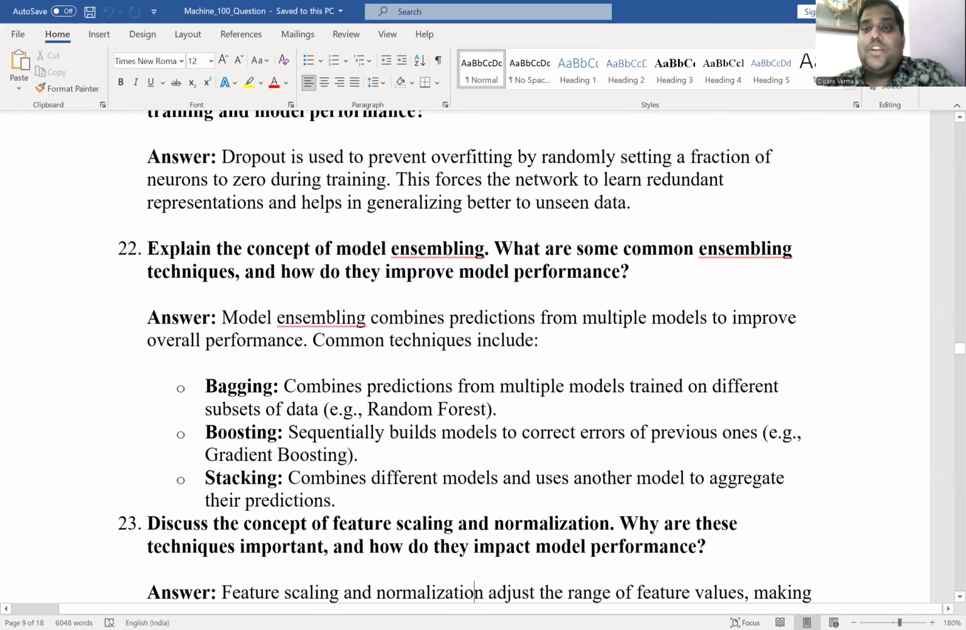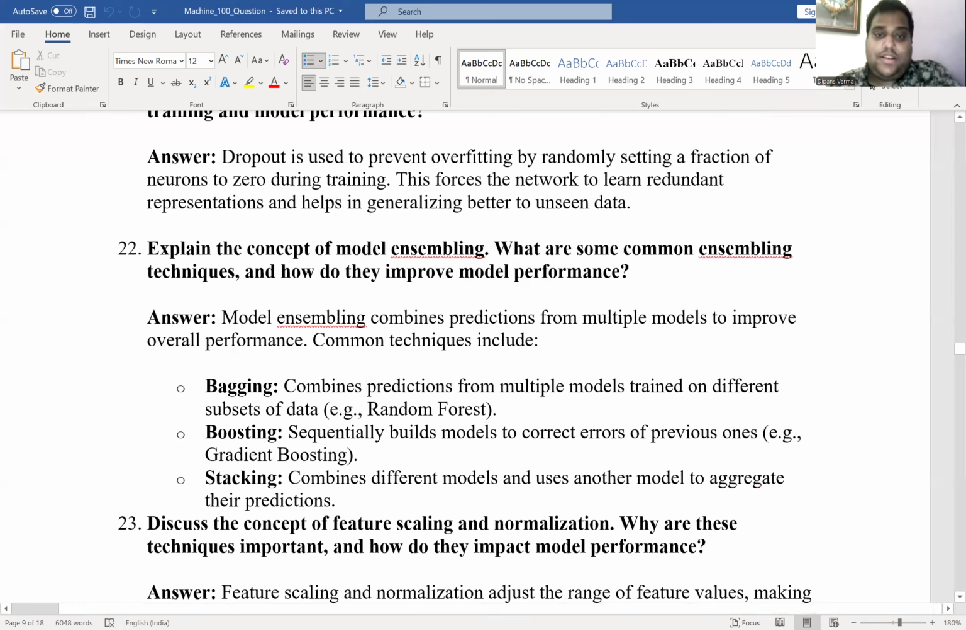Explain the concept of model ensembling. What are some common ensemble techniques? Model ensembling is a technique to improve model performance. We have to deal with overfitting and underfitting, and ensembling can reduce overfitting. That means you will create a predictive model properly and generate results properly.